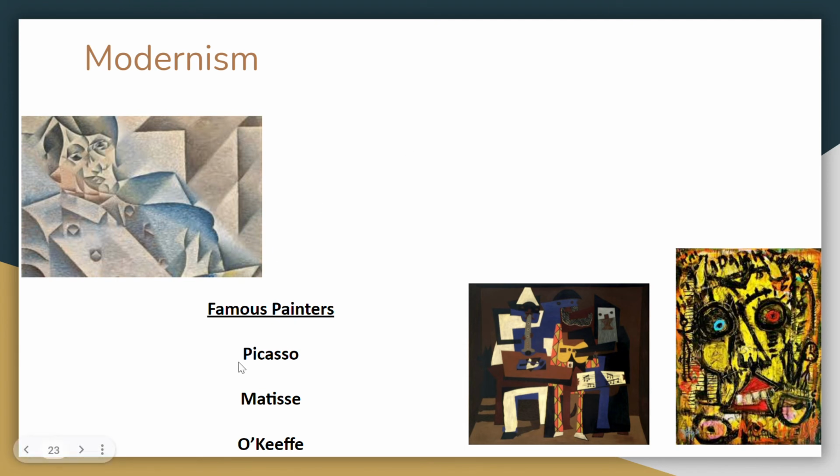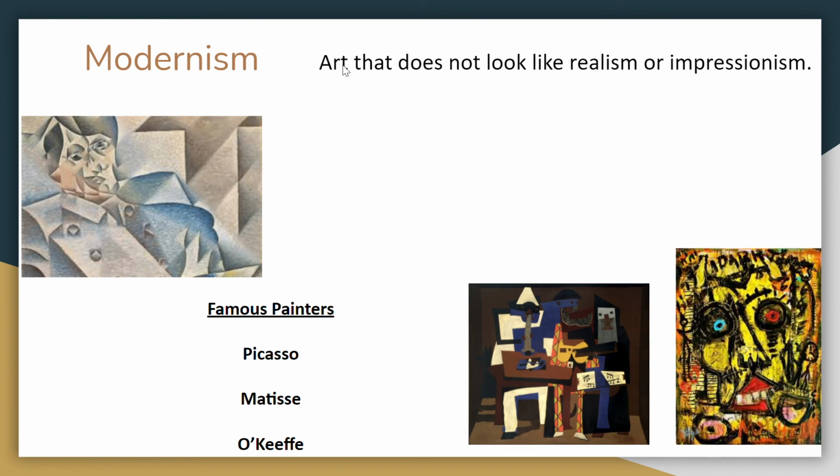Modernism. So we all know Picasso. He is a very famous modernist painter. There's also Matisse and O'Keeffe. I think Picasso is the most famous one though. This is a Picasso. This is also a Picasso. So they look very strange. They're very odd looking.